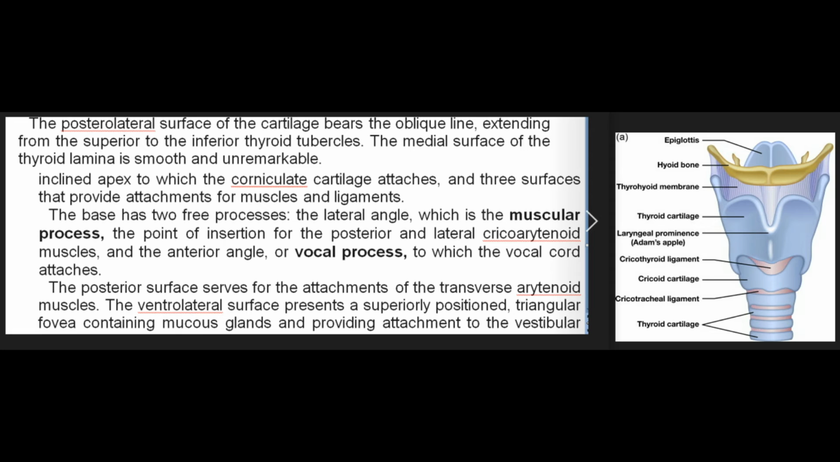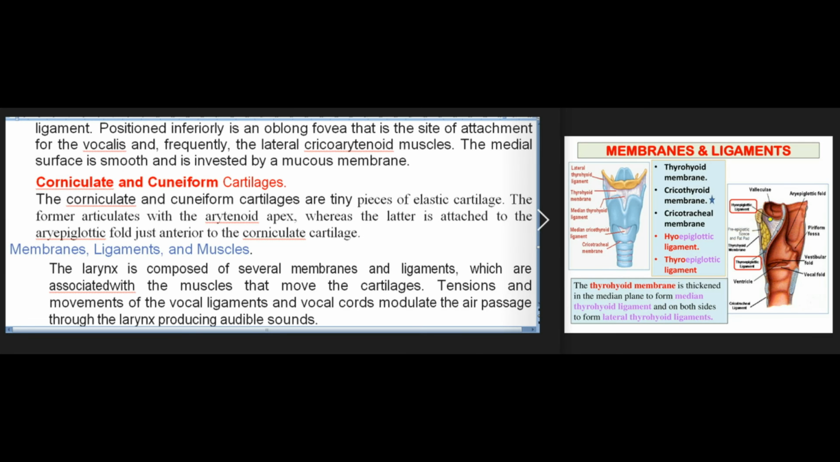The ventrolateral surface presents a superiorly positioned, triangular fovea containing mucus glands and providing attachment to the vestibular ligament. Positioned inferiorly is an oblong fovea that is the site of attachment for the vocalis and, frequently, the lateral cricoarytenoid muscles. The medial surface is smooth and is invested by a mucous membrane.